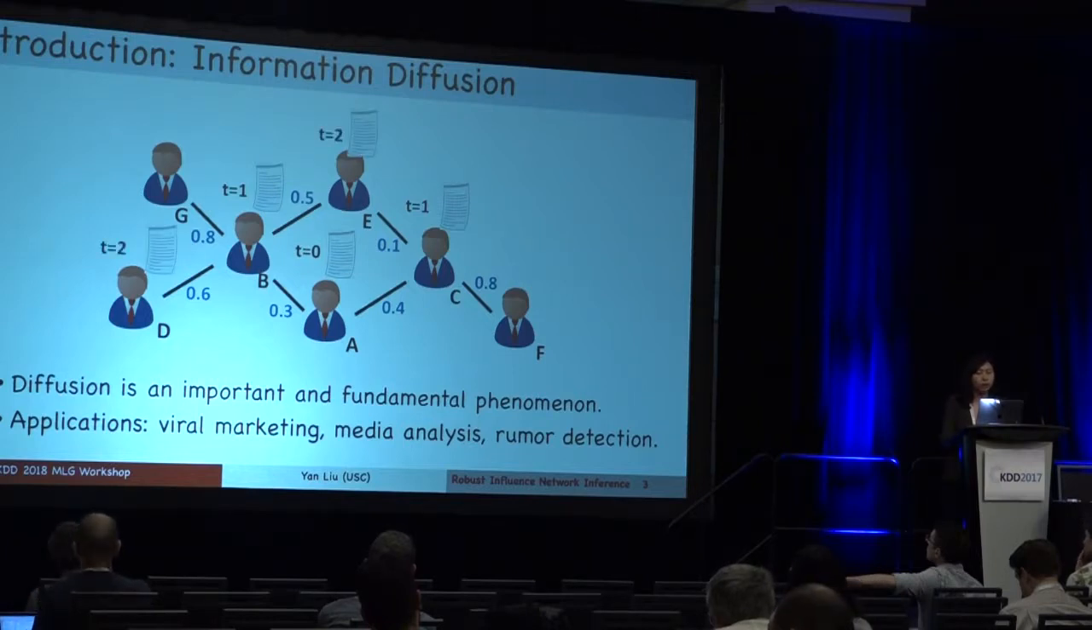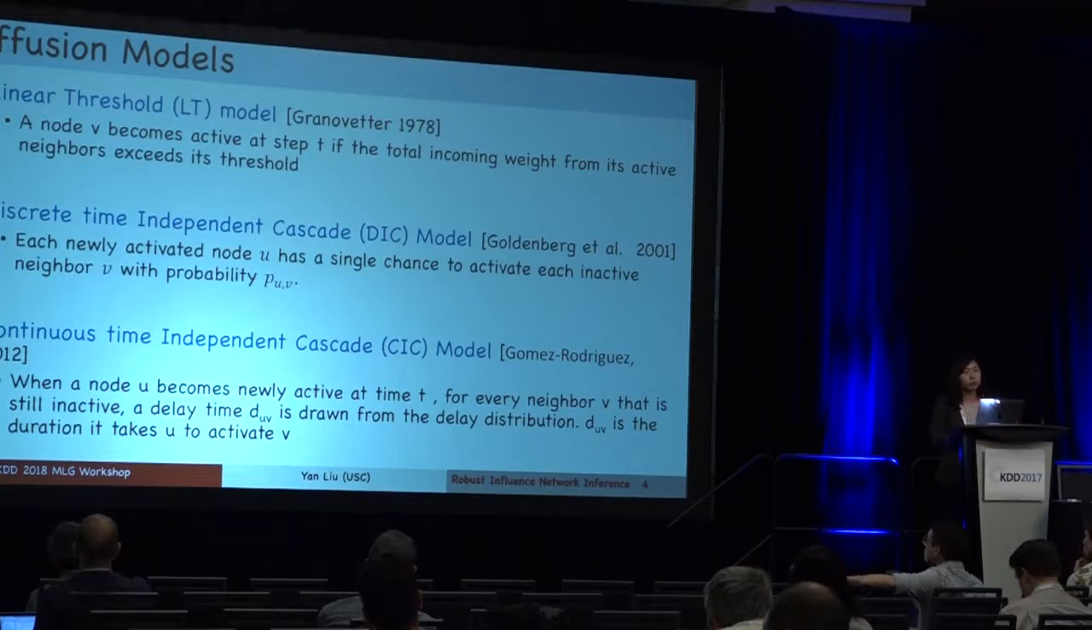In the literature, many different types of diffusion models have been developed. We have heard about the simple linear threshold model, and later the discrete independent cascade model, and more recently people started to look at the continuous-time independent cascade model. These are the models that have been developed to model how information propagates throughout the network.